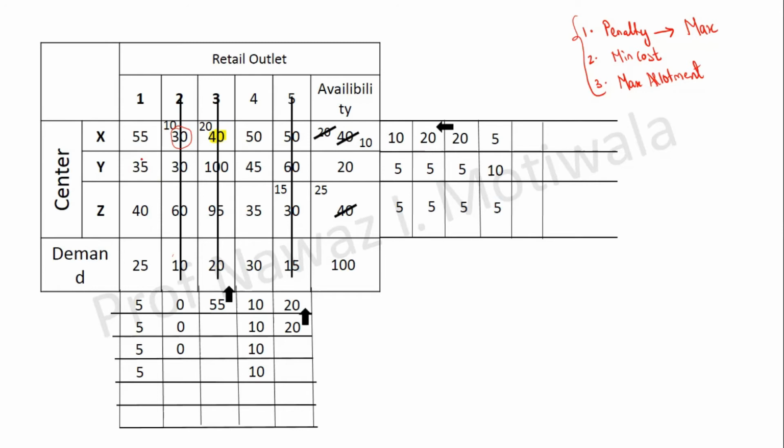And in the fourth column, again I am getting a tie. Here also the number is 35. Here also, if I consider this column, then also the number is 35. So I am on the second step now. First I have taken the maximum penalty, there was a tie. Then I look for the minimum cost, again there is a tie. Now I will go for the maximum allotment part.